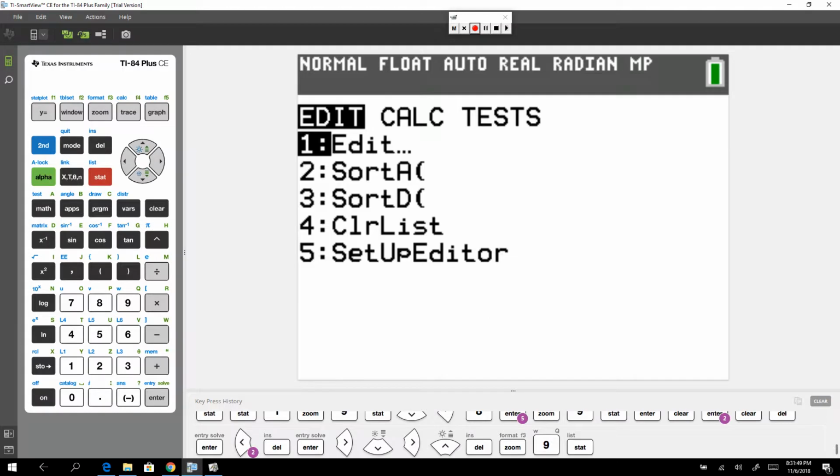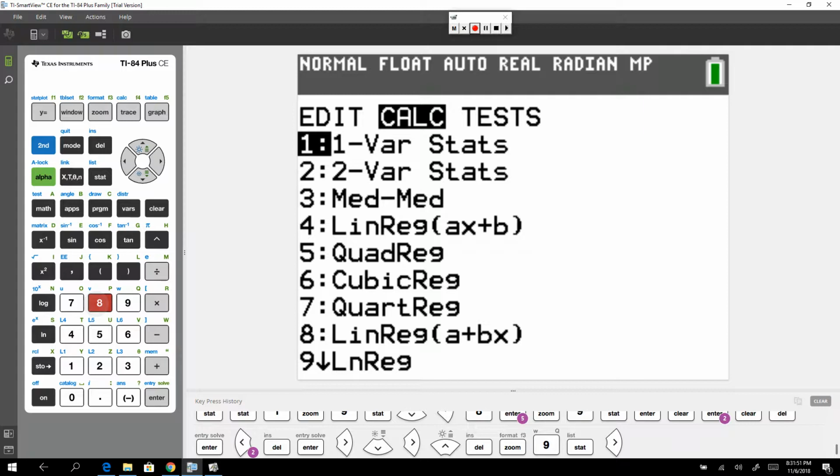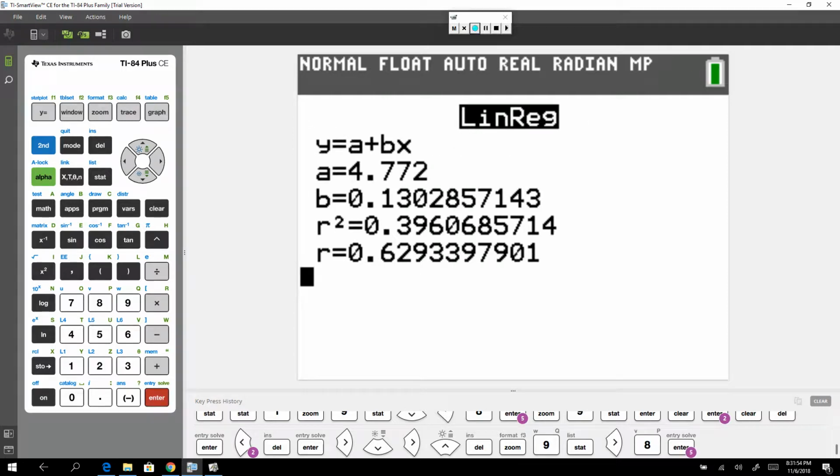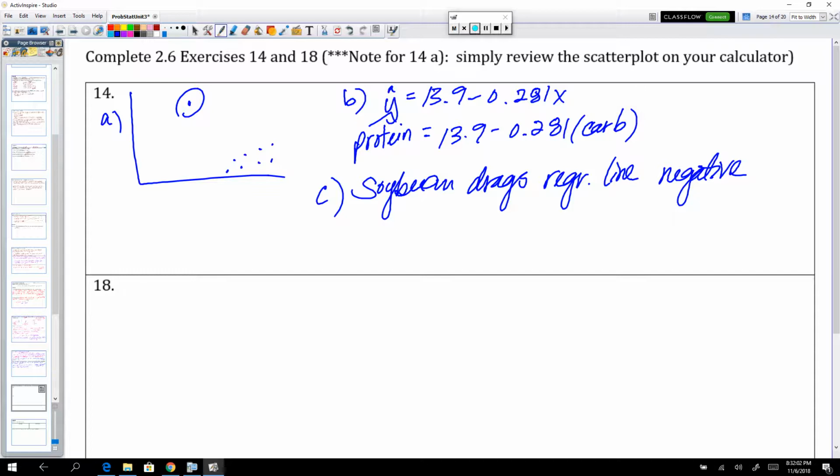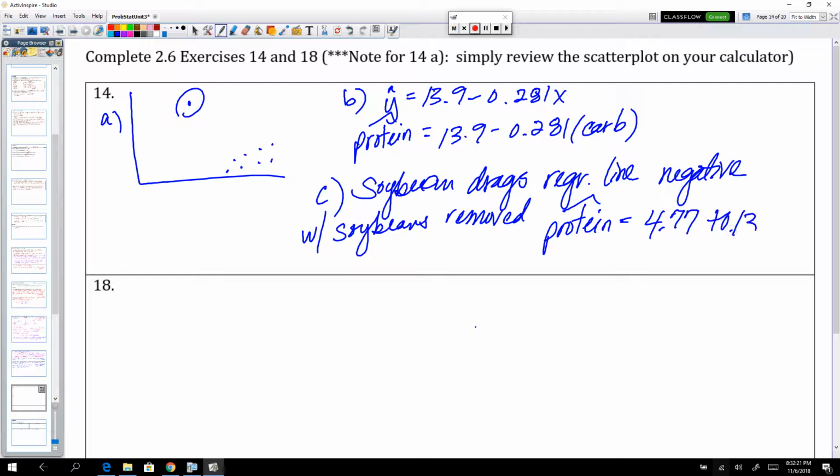And let's calculate the regression line now that that data point is gone. Take a look at that. Now that B, that slope, is positive. So to answer this question, with soybeans removed, our new regression line is protein equals 4.77 plus 0.13 times carbs. Okay? It moved it to a positive slope.